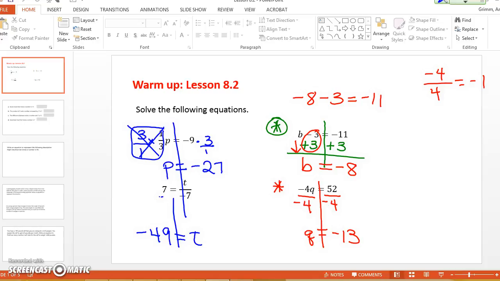Okay, any questions on that? Okay. I have a question on the bottom there. Okay. Yes. How does it get negative 13? 52 divided by negative 4 is negative 13. It went in evenly. I didn't think it did, but it did. Anything else? All right, so we need to check homework.